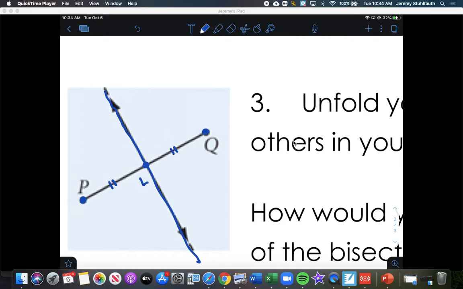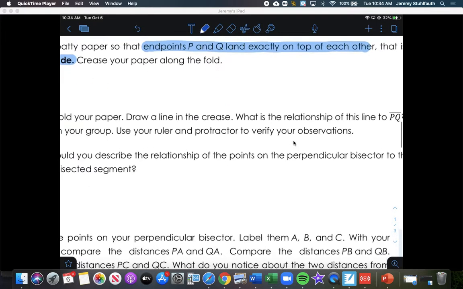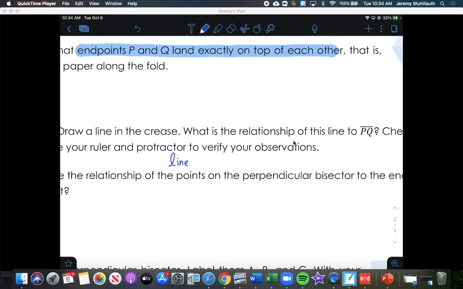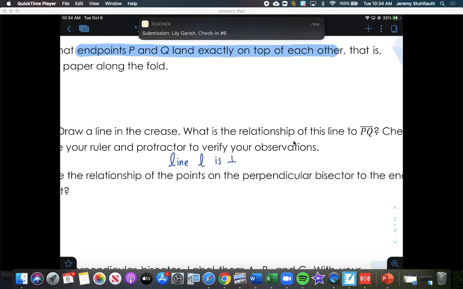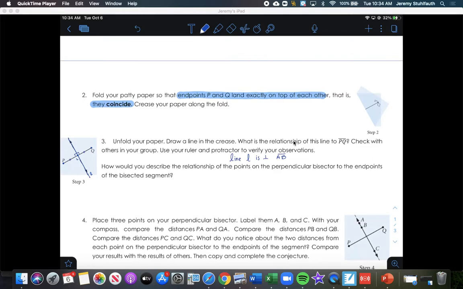Now, if we were to take a protractor like we would in class, if we were doing this with patty paper, we would see that this angle is a 90-degree angle, which would mean that this angle is a 90-degree angle. And as soon as we know that these angles are 90 degrees, that means that we know that this line, we'll call this line L, is perpendicular to line segment PQ in this case. Okay, so if we had every group create a different line segment and do this exact same process, we would find out that everyone's lines would be intersecting at 90 degrees and everyone's line segment would be bisected.